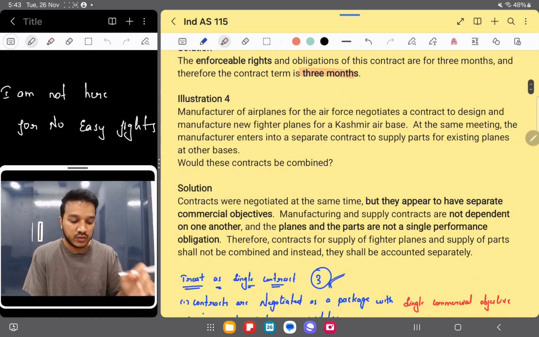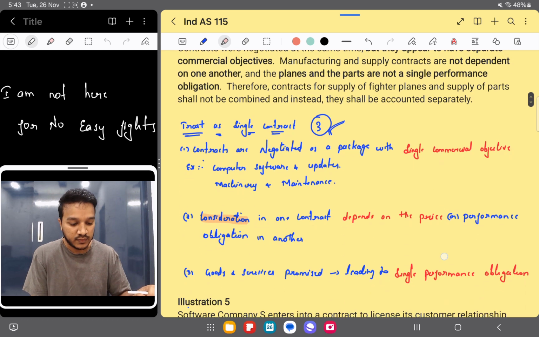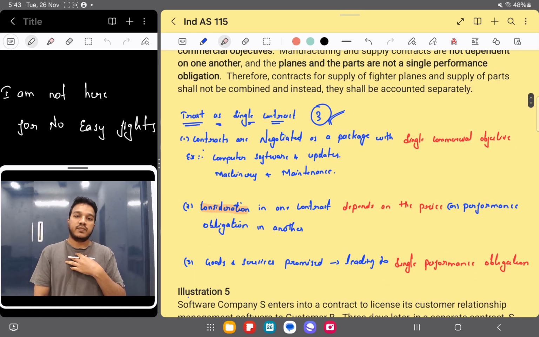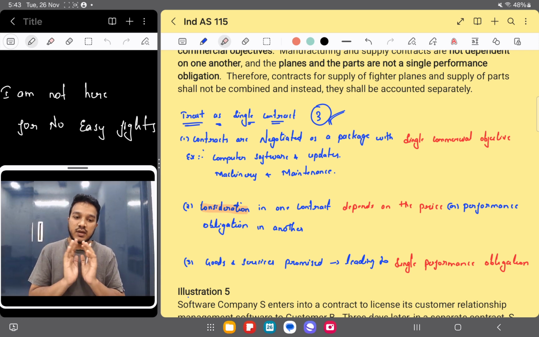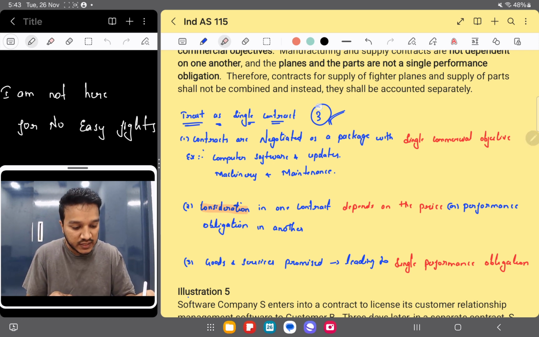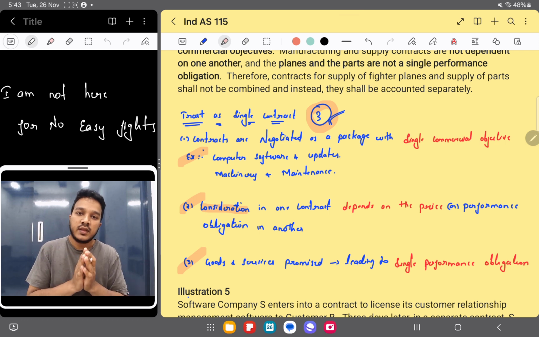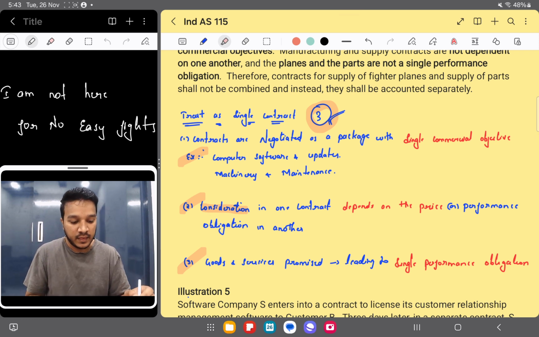Before going to the fourth question, we will see these concepts. Now I entered into 2 or 3 contracts with the same customer. Whether I should combine all the contracts as a single contract or treat them separately? The standard says that if any of these 3 conditions are satisfied, then you can treat them as a single contract. We will see them one by one.